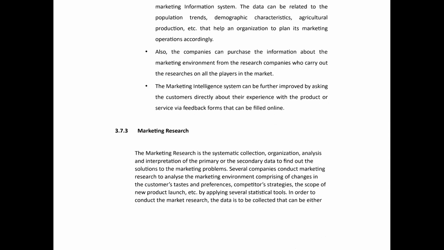Marketing research. Marketing research is the systematic collection, organization, analysis, and interpretation of primary or secondary data to find solutions to marketing problems. So you see that several companies conduct marketing research to analyze the marketing environment, comprising the changes in customer tastes and preferences and the competitors' strategies. You have to check all those, and the scope of the new product launch. You can apply statistical tools in order to conduct the market research.